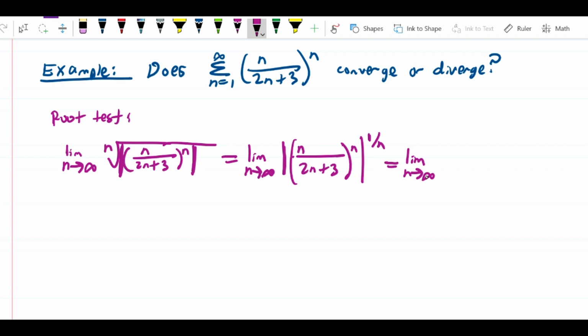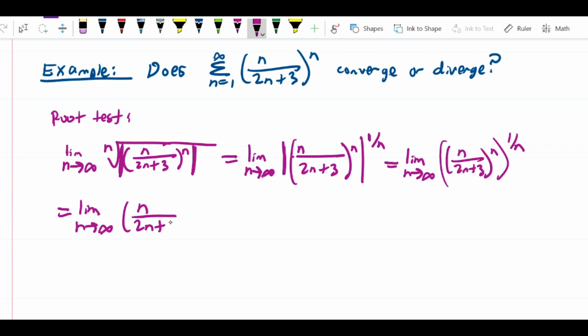So that's the limit as n approaches infinity of n over 2n plus 3, to the n, to the 1 over n. Now I can very directly just multiply the exponents together, and that equals the limit as n approaches infinity of n over 2n plus 3, because n times 1 over n is just 1, and I can just take it out. Using the trick where we recognize the highest powers of n in the numerator and denominator and just use their coefficients, this limit is going to be 1 half.